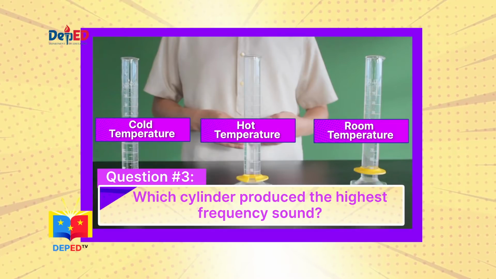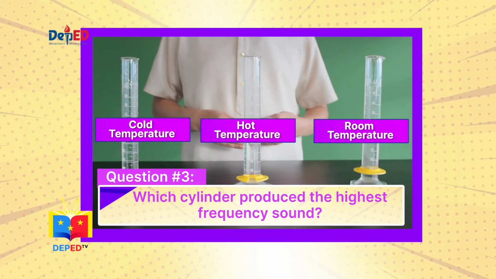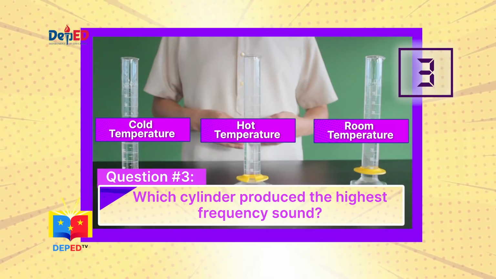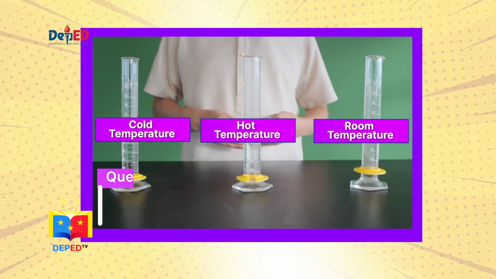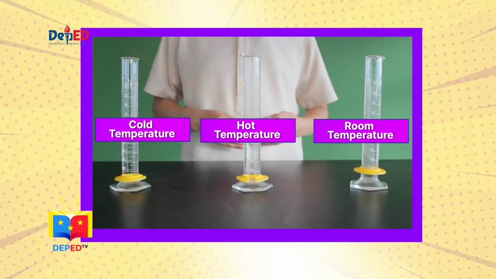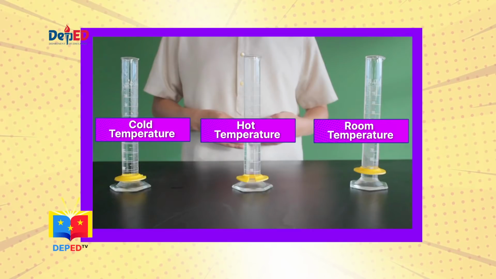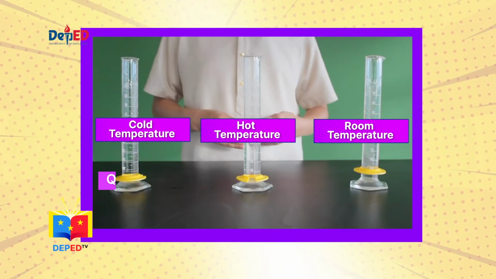If pitch is directly dependent on frequency, which cylinder produced the highest frequency sound? Very good! It is still the cylinder with hot water. Since wave speed is directly dependent on frequency, which cylinder produced the fastest sound? Again, it is the cylinder with hot water.